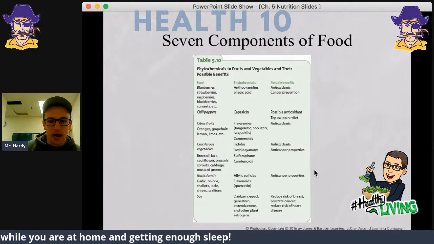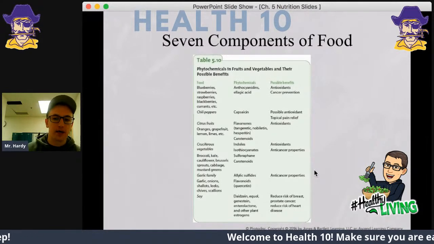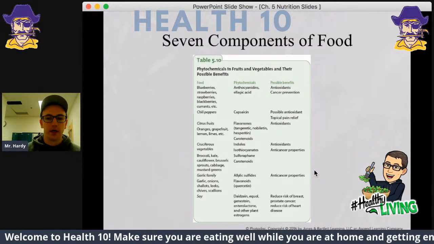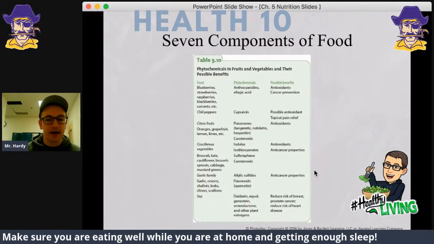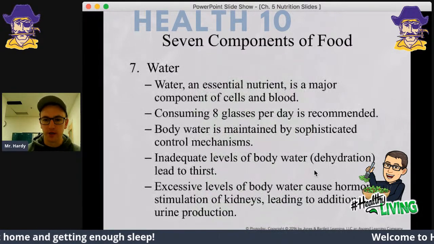Broccoli, kale, cauliflower, they have all these good things in them that have anti-cancer properties and reduce risk of heart disease. So these phytochemicals are important things. And again, they come in fruits and vegetables. And that's, again, why you should be eating more fruits and vegetables than you currently are.